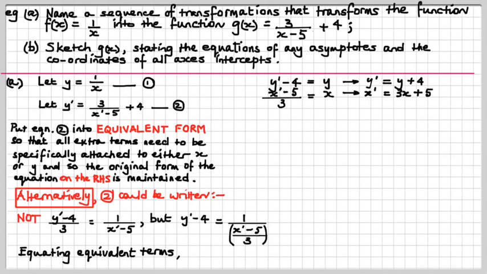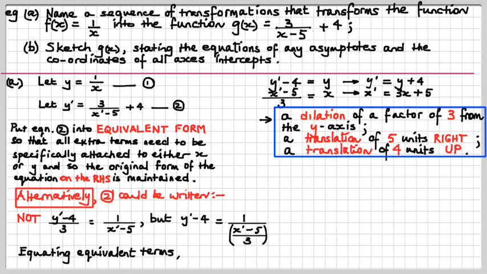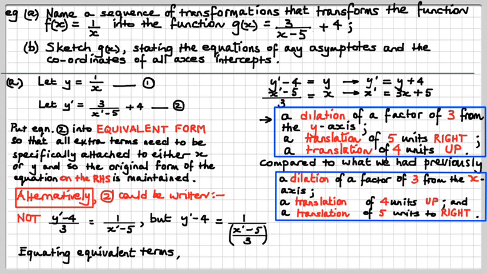Now, if I rattle off that sequence of transformations, ladies and gentlemen, I will get this: a dilation of a factor of 3 from the y-axis. That's this 3 here, right? And then I'll get a translation of 5 units to the right. That's that one there. And this one here will be a translation of 4 units up. There it is. Now, that's different from what we got before. What we had before was that.